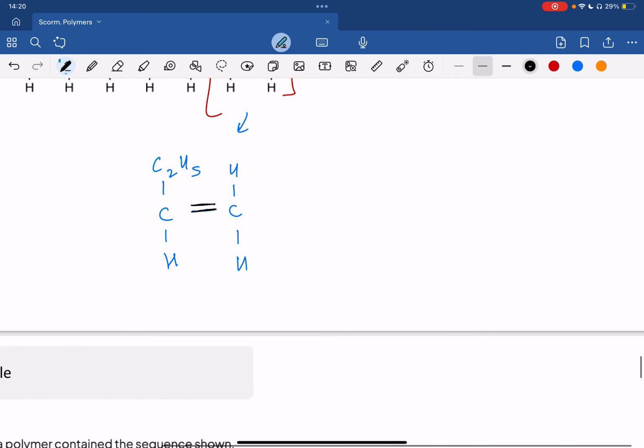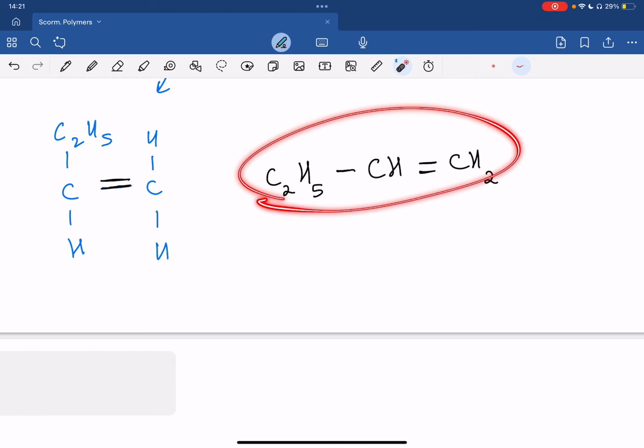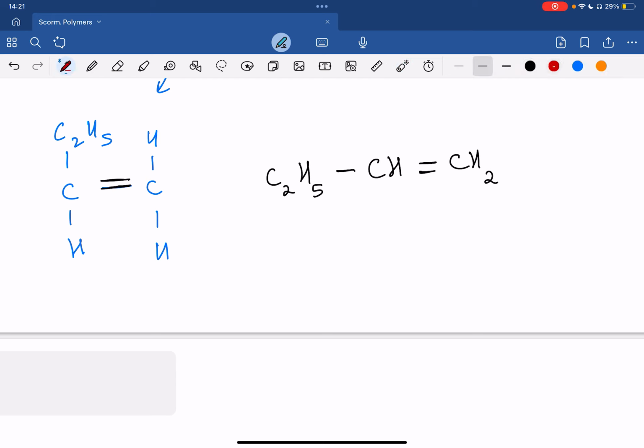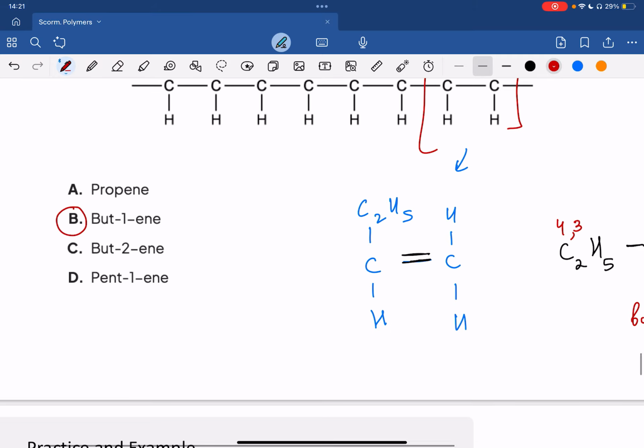So let's write it in a planar way. C2H5, then comes CH, then double bond CH2. So what's the name of this product? I just put C2H5 in here, I bring H in here, I made a condensed formula. We should start numbering from here, because the double bond is closer. So we have two carbons in here, so 3 and 4. So this is butene, but this one is butene-1. Butene-1. Hopefully you got the idea.